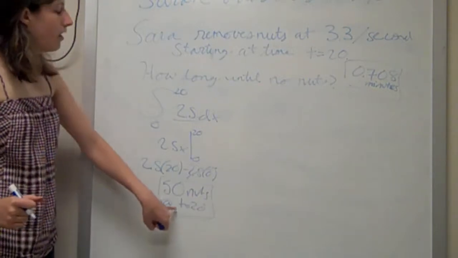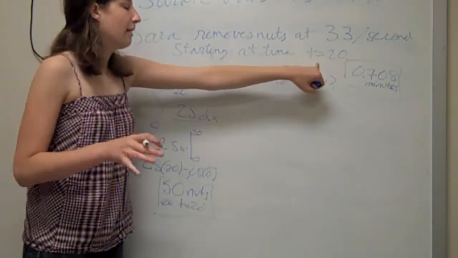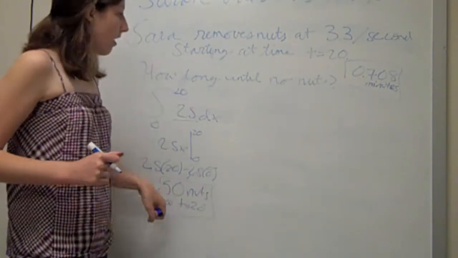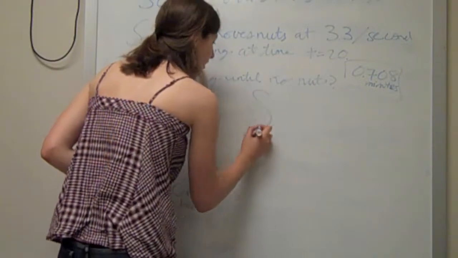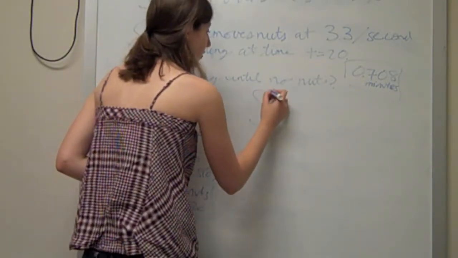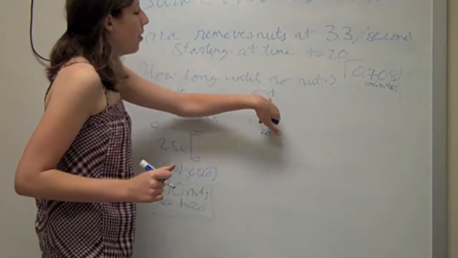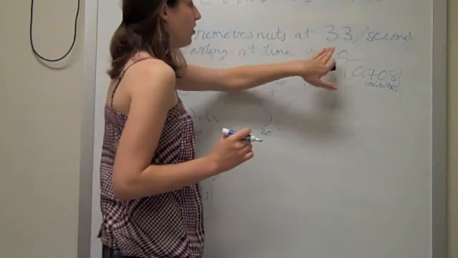Okay, so now we know how many nuts there are when she starts adding them, or sorry, taking them off. And we need to figure out how long it'll take until there are none left. So we're going to set up another integral, starting at time 20, but we're going to take this integral all the way to time t, because we don't know how long it's going to be yet.